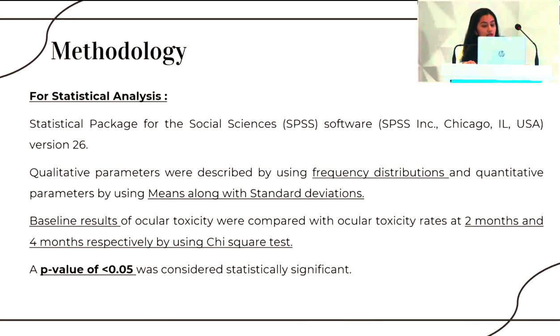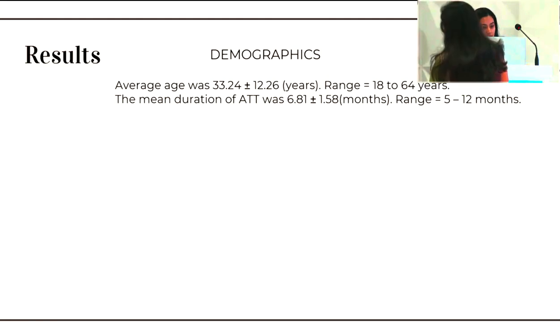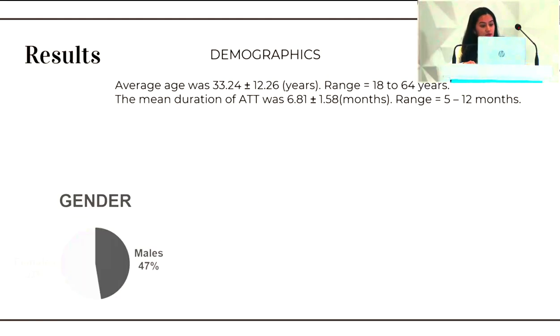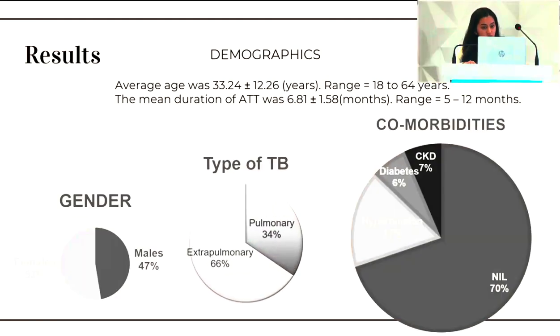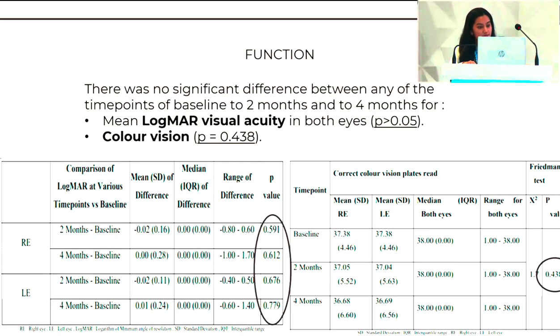For statistical analysis, we used frequency distributions, means, and standard deviations. The baseline data was compared with that at 2 months and 4 months using a chi-square test, and a p-value of less than 0.05 was considered statistically significant. For results, the basic demographics are as shown. The average age ranged from 18 to 64 years. The duration of treatment ranged from 5 to 12 months.